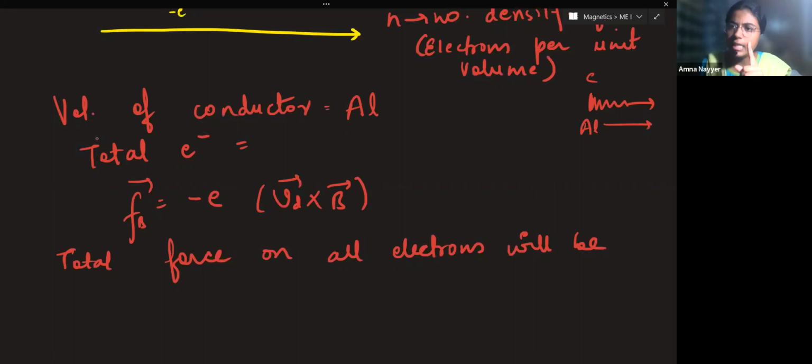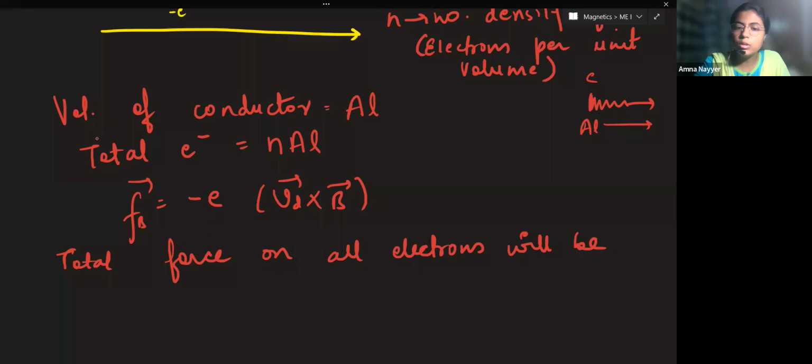One single electron has the electronic charge of 1.6 into 10 to the power minus 19 coulombs. The total electrons present within this conductor of volume AL will be the number of electrons per unit volume multiplied by the volume. So total electrons will be NAL, number density of electrons multiplied by the volume.